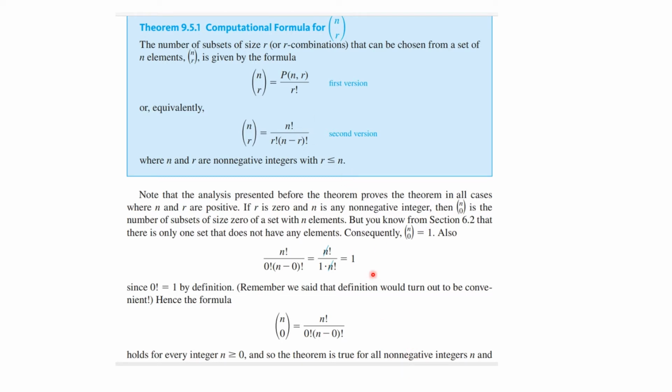And here we talk about how that also works for 0 and 1. And so that's going to be for any n bigger than or equal to 0, and for all non-negative integers r less than or equal to n.